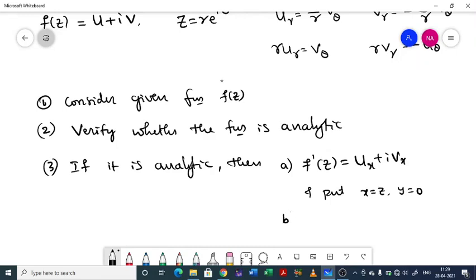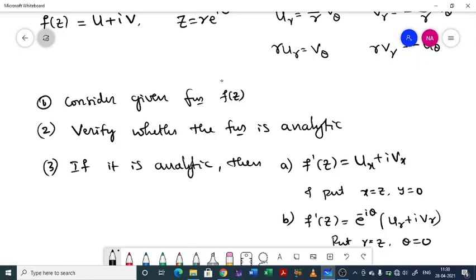If it is in polar form, then use the formula f dash of z equal to e power minus i theta times (u_r plus i v_r). Then put r equal to z and theta equal to 0. You get a complex function, and that will be the derivative of the given function f of z. So that is the procedure to find the derivative of an analytic function.